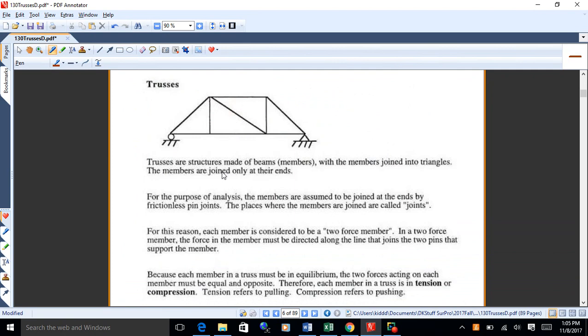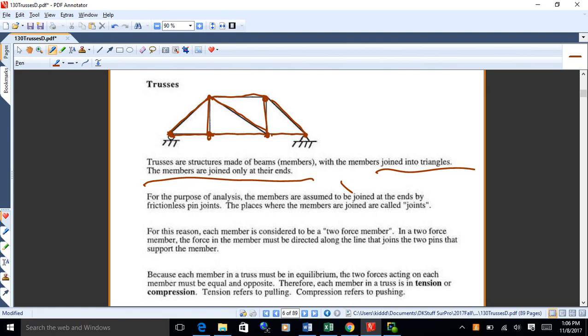So what we do is take long, thin structural members and join them into triangles. The members are joined only at their ends. So this would not be one long beam. That would be a series of shorter beams that have pin joints at their ends. So that's the assumption you make when you analyze a truss. Where the members come together are referred to as joints, and those are assumed to be pin joints.